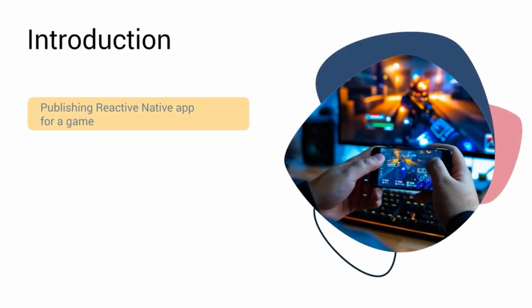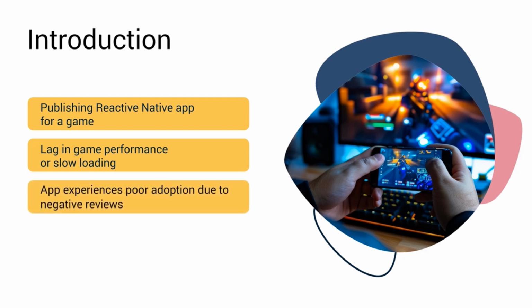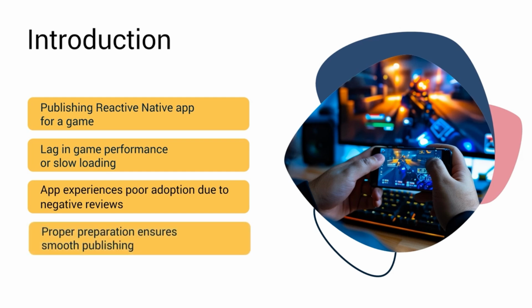You're ready to publish your React Native app for a game. However, you skip a few crucial preparation steps without realizing its impact. What happens when users experience a lag in game performance or slow loading due to compatibility issues? This leads to negative reviews and poor app adoption. This is just a simple example of why you must pay attention to your app preparation before publishing.